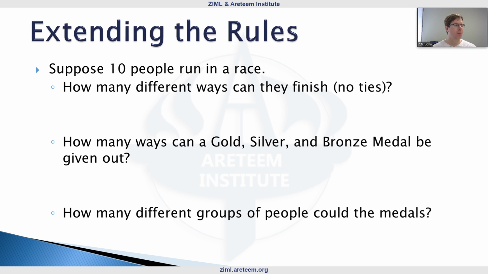Of course, for things like this, we can actually just use the product rule. We need to decide who could win the race. Well, there are 10 choices for who wins. Then who gets second? There are 9 choices. Who gets third? There are 8. Who gets fourth, 7, etc. Now, a lot of you probably already know better ways of writing this down.